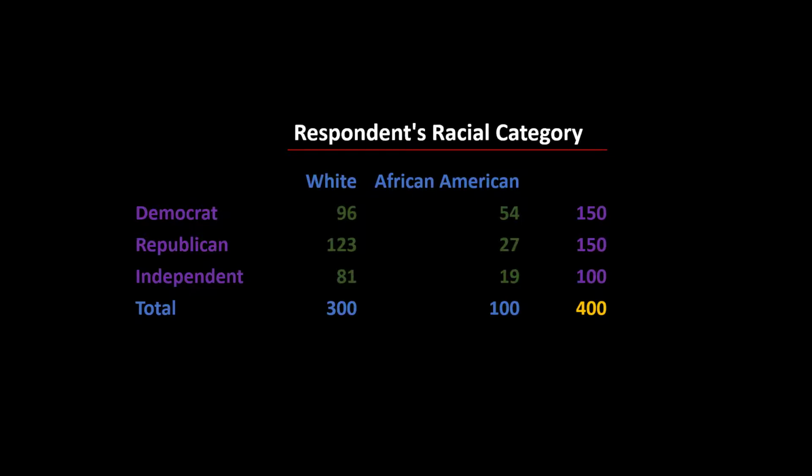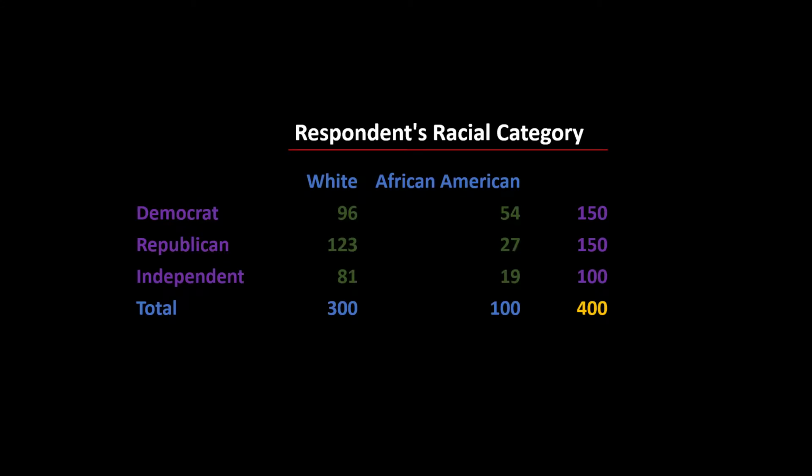1/4 of the total sample is African American. So by the same logic, we would expect to find that 1/4 of all Democrats would be African American if there was no relationship between race and political party affiliation. So again, if there are 150 Democrats, we would expect that 37.5 of our respondents would be both African American and Democrat.